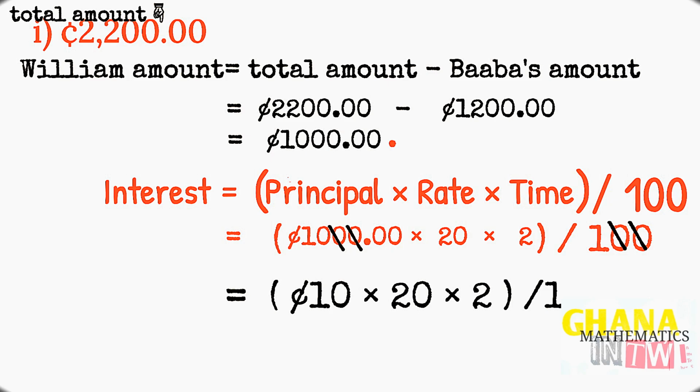Now let me write it well. Over 1, and any number over 1 is the same number, but you can choose to ignore it. So 10 times 20 is 200, and 200 times 2 is 400. Therefore, Williams's interest is 400 cedis.